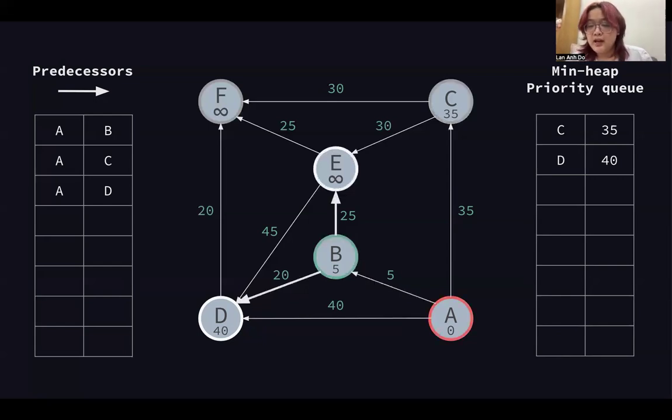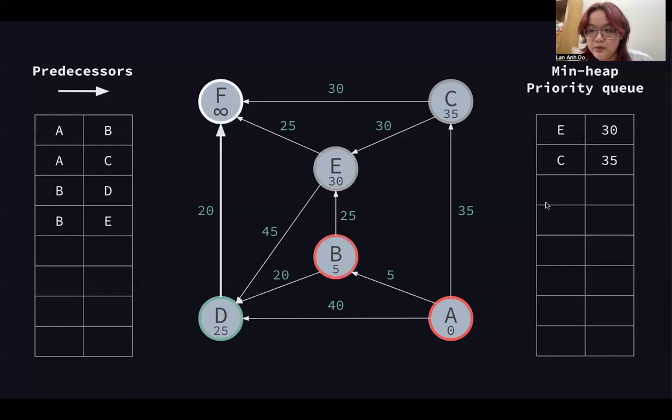Okay, moving on to B, start scanning A, D, and E, and as you can see, A is colored red because we already visited A before, so we're not allowed to go back to A. Moving on to D and E, relaxing these two edges, and then I'm going to update D and E in our min heap and our predecessor list. As you can see, D was 40, but since we just found a smaller number, in this case 25, I update the value of D in our priority queue, and then update B as the predecessor of D and E in our predecessor list.